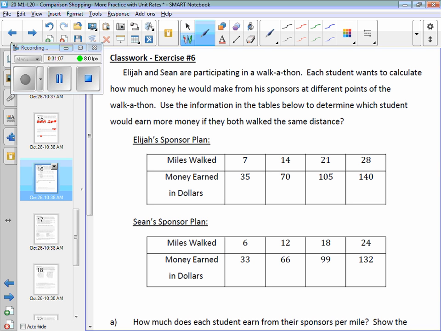For Elijah, what two numbers should I divide to get unit rate? Luke Soresco. And it works out nicely. What do you get? Okay, so he could do $5 per mile. That's what he raises, $5 per mile. Raise your hand if you got 5 for Elijah. Okay, great.